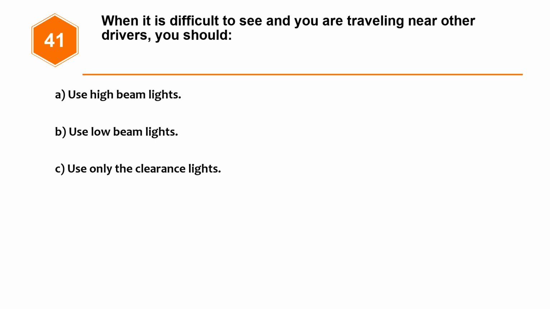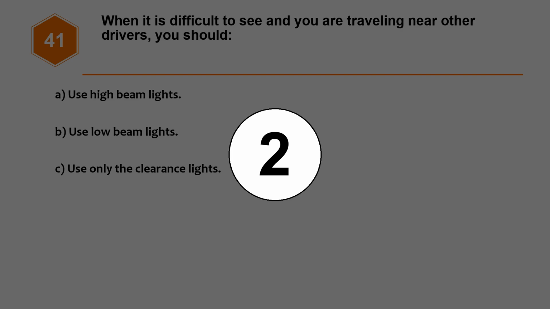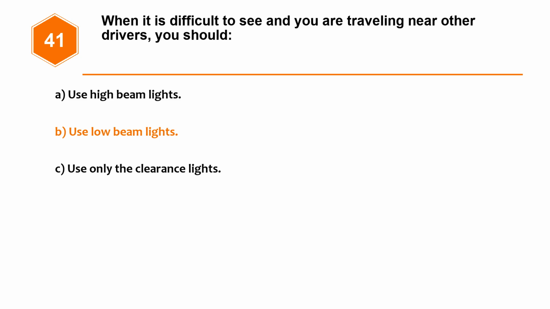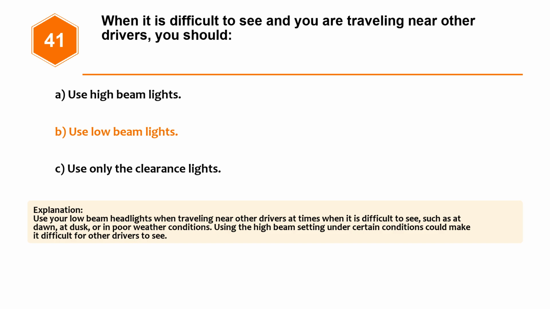Question 41. When it is difficult to see and you are traveling near other drivers, you should Option A, use high beam lights. Option B, use low beam lights. Option C, use only the clearance lights. The correct answer is option B. Use low beam lights. Explanation. Use your low beam headlights when traveling near other drivers at times when it is difficult to see, such as at dawn, at dusk, or in poor weather conditions. Using the high beam setting under certain conditions could make it difficult for other drivers to see.